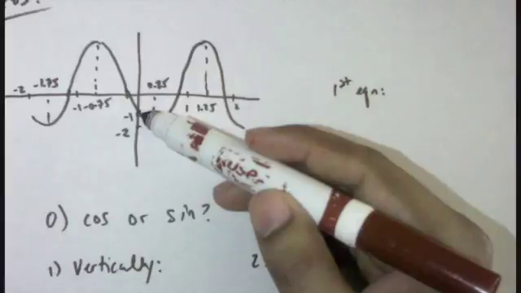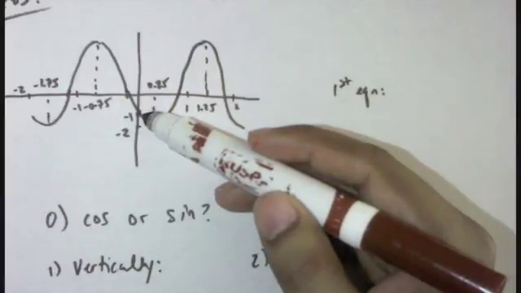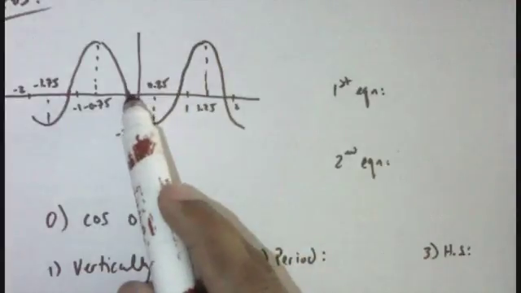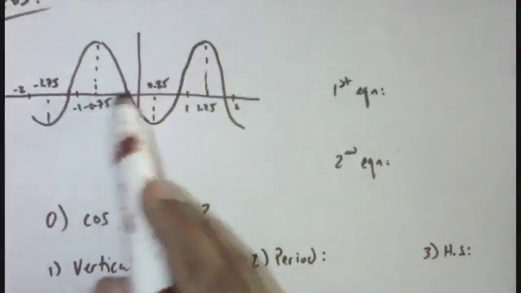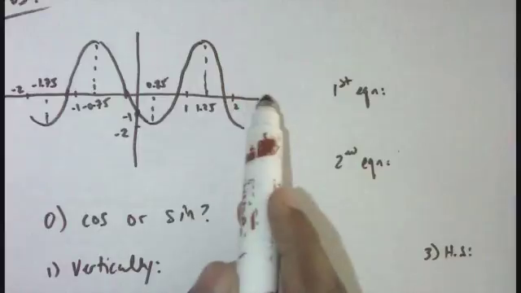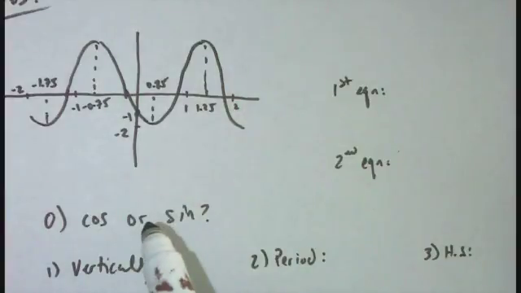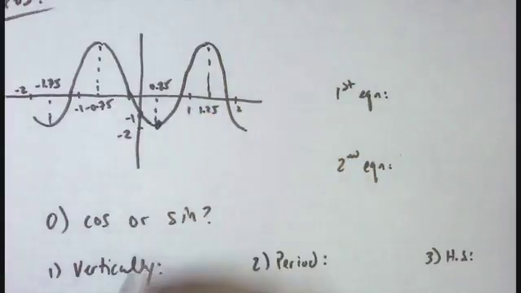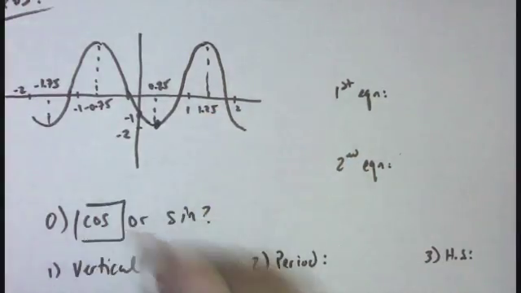I don't really know if -1 is where the midline for this function is. I also don't know if this x-intercept is where the midline is. It looks like the x-axis cuts this graph in half, but again, I'm not really sure. So what I'm going to do is I'm going to start with the min. The min tells me that I'm going to start with cosine.